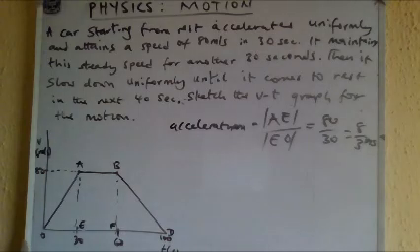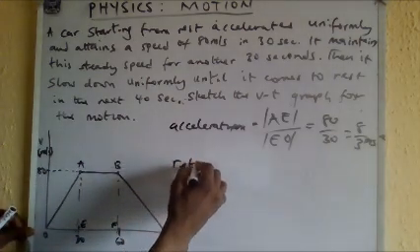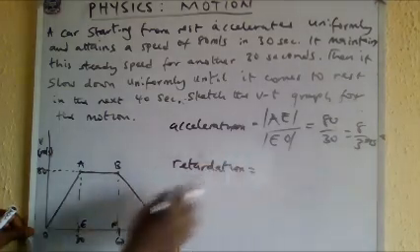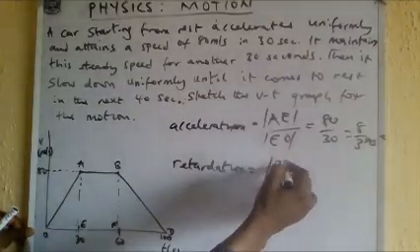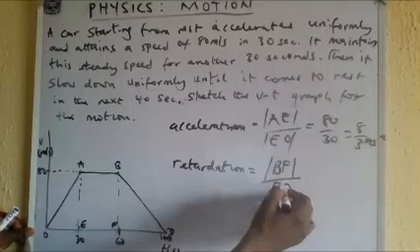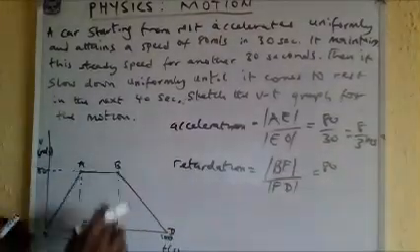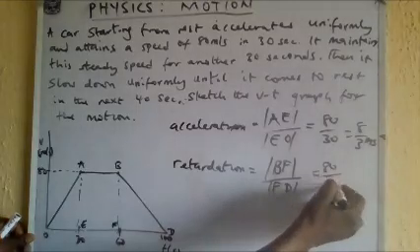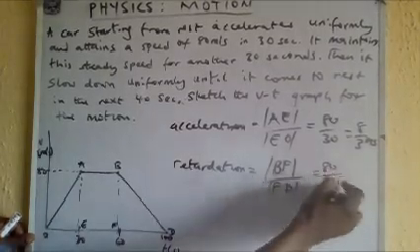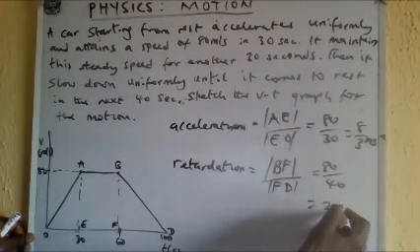The next question says we should obtain the retardation during the last stage of the journey. Retardation is what? Retardation or deceleration is BF over FD. What's BF? Again, it is 80. FD is what? 40. Retardation is 2 meters per second squared.